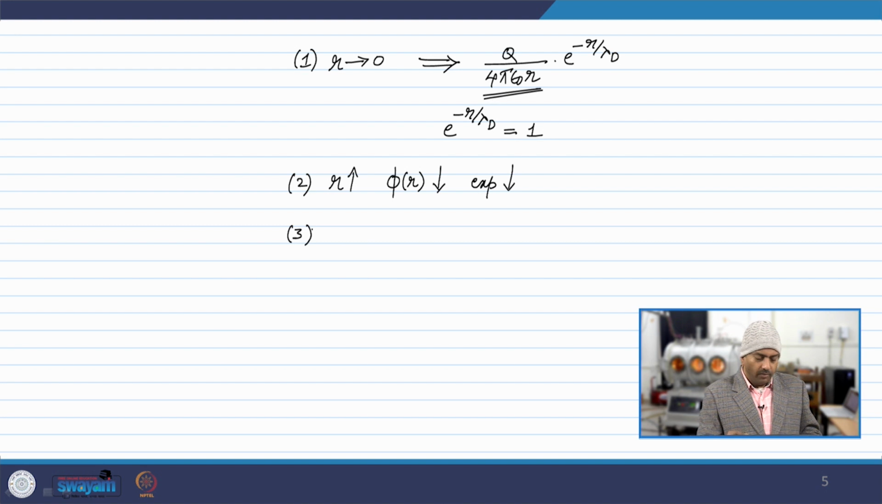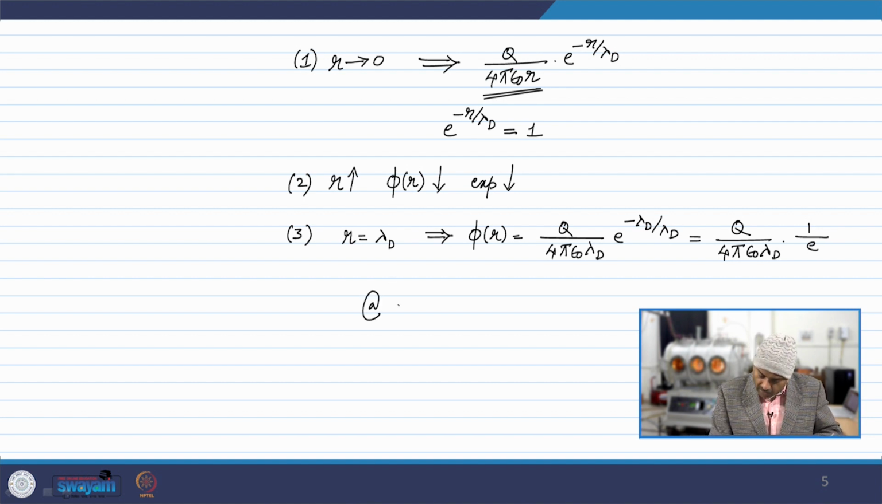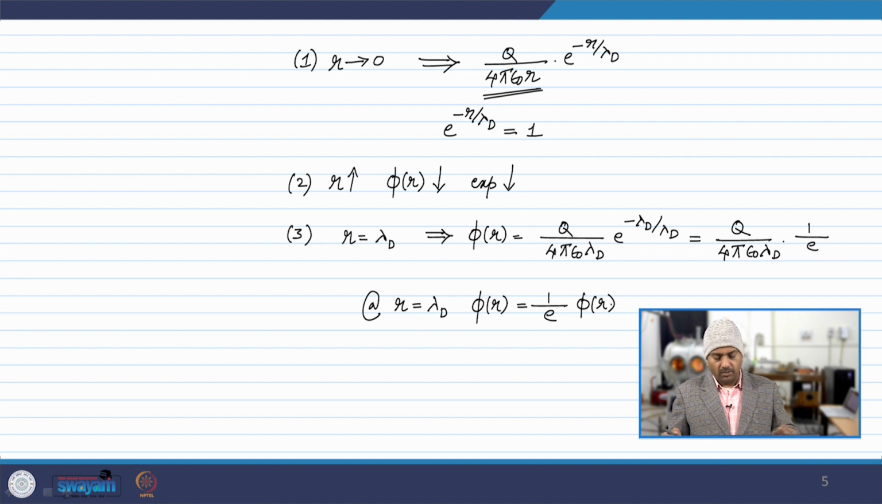Then we have another situation. Let us say when r is equal to lambda d, because lambda d is there within your picture, right? When r is just equal to lambda d, what happens to phi? Phi of r becomes q by 4 pi epsilon naught lambda d e to the power of minus lambda d by lambda d, right? Which is q by 4 pi epsilon naught lambda d into 1 by e. So, what we can infer is at a distance r equal to lambda d, the potential phi of r becomes 1 by eth of the potential. Potential suddenly drops to very small values because 1 by e, 1 by 2.7 something of the original potential. So, at lambda d, the potential is very, very small.